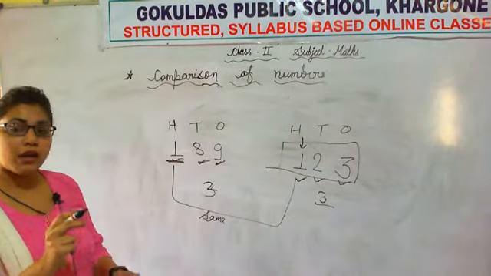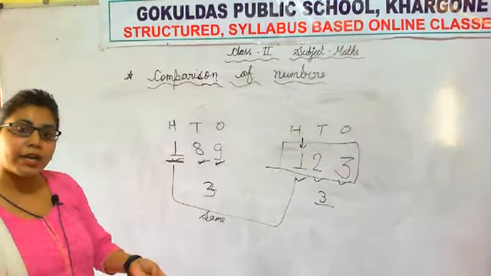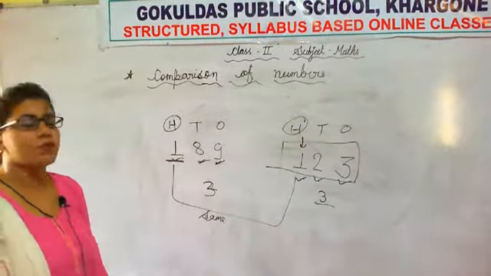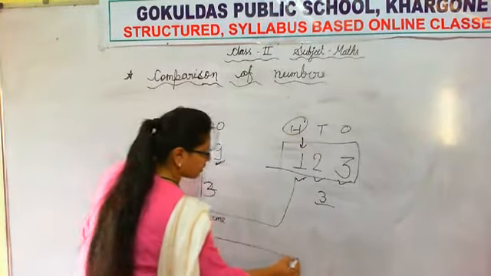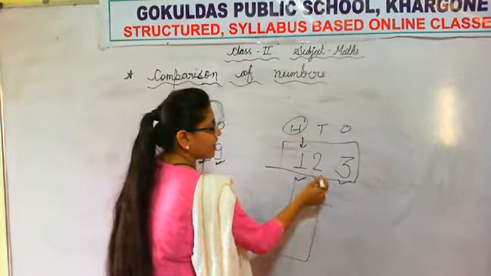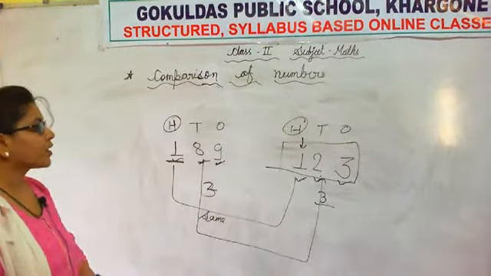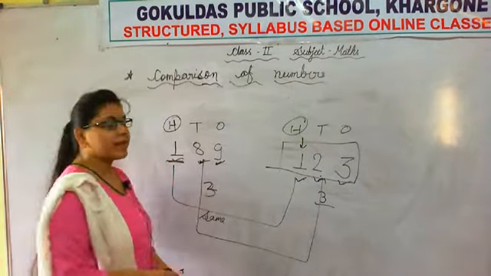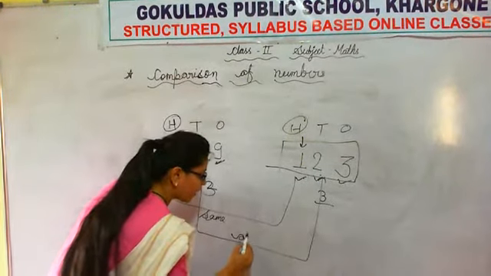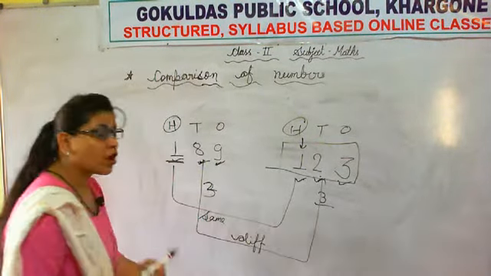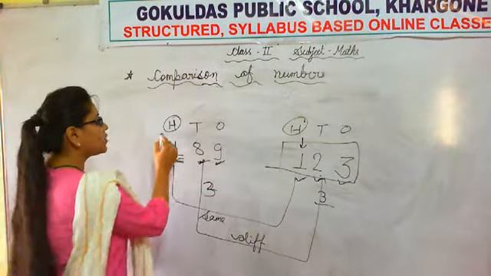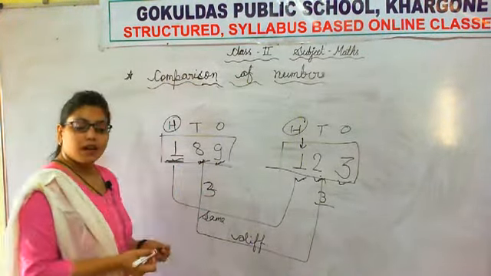Now what will we do? If the hundreds positions are equal, then we will check the tens position. So let us check. In the tens place here 8 is written and in the tens place here 2 is situated. First of all we will check whether it is the same or different. So 2 and 8 are different. Now we will check which one is bigger. 8 or 2? 8, it means 189 is the bigger number.